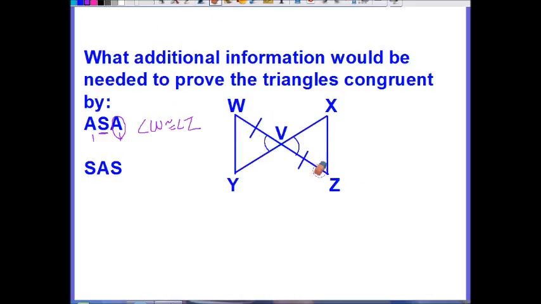Now, my next one. What would I need to prove for side, angle, side? For side, angle, side, we need the angle smushed between the two sides. We got a side, we got an angle. We need the other side that's going to smush that angle. The other side that would include that angle is going to be side YV and side XV. If YV was congruent to XV, we would have triangles congruent by side, angle, side.